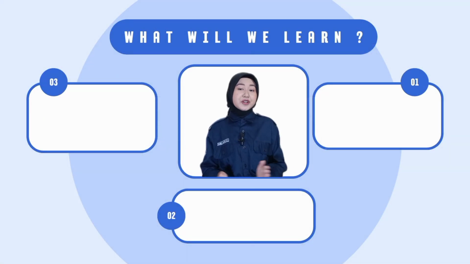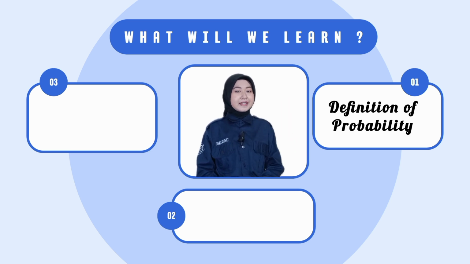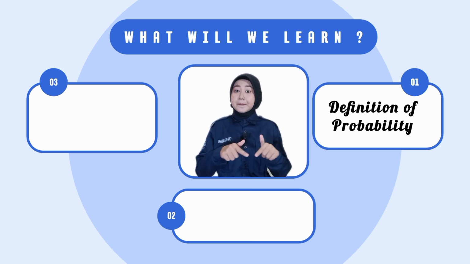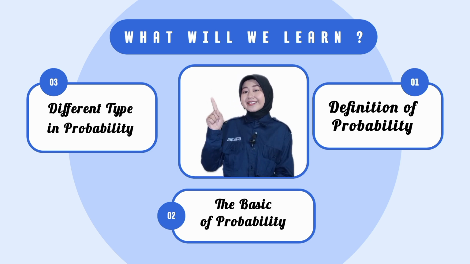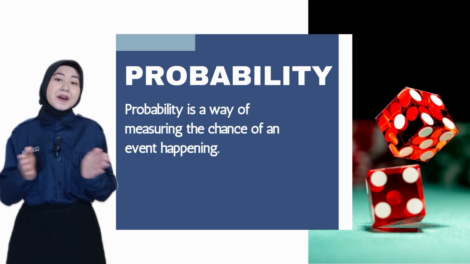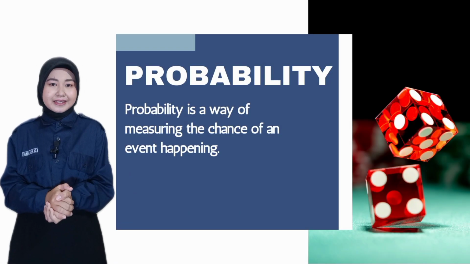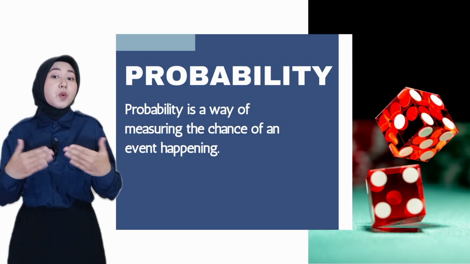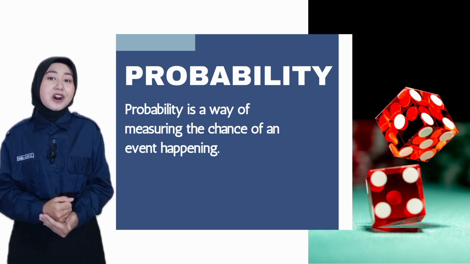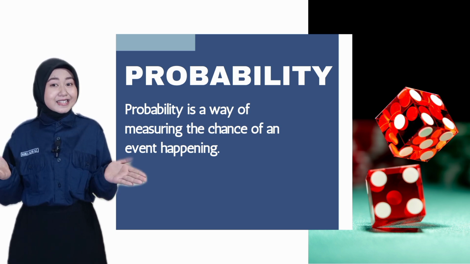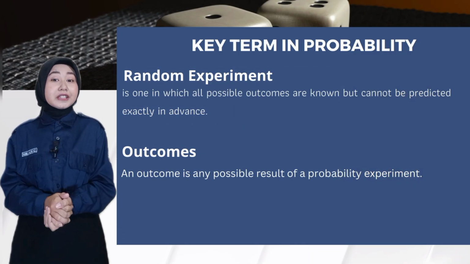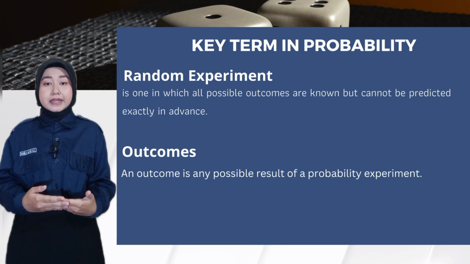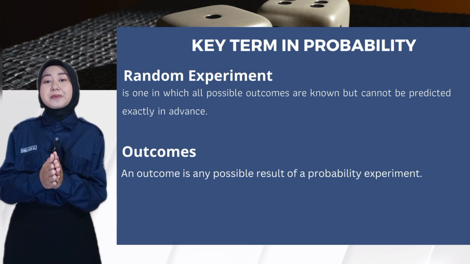So, what will we learn today? First, we want to learn about the definition of probability. The second is basic probability. The third is different types of probability. Now, the definition of probability. Probability is a way of measuring the chance of an event happening. The simple definition, isn't it? So next, to continue with the terms of probability, or the basics of probability.